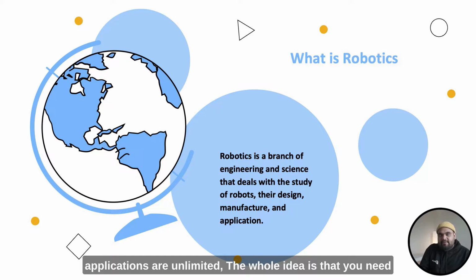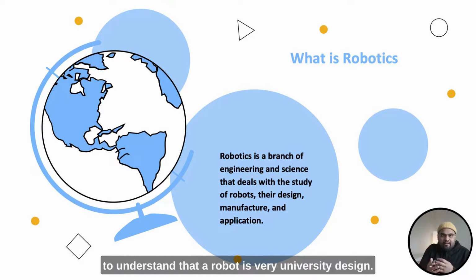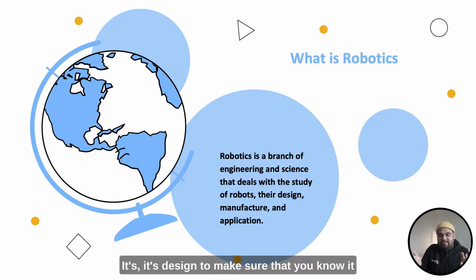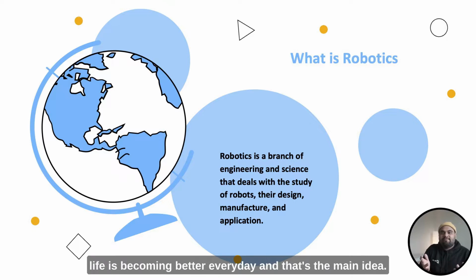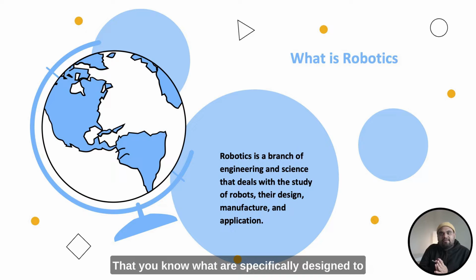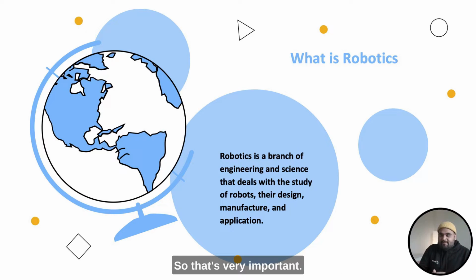The whole idea is that you need to understand that a robot is very universally designed. It's designed to make sure that it helps you, it assists you, and it makes sure that your life is becoming better every day. That's the main idea: that robots are specifically designed to make sure that you have a better lifestyle and a better outcome every day. Okay, so that's very important.